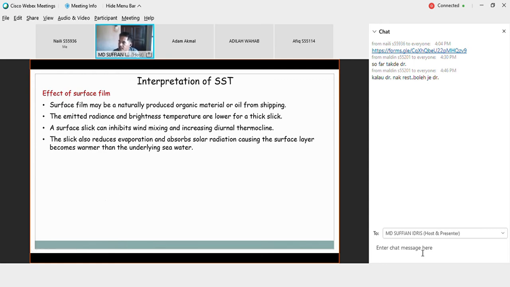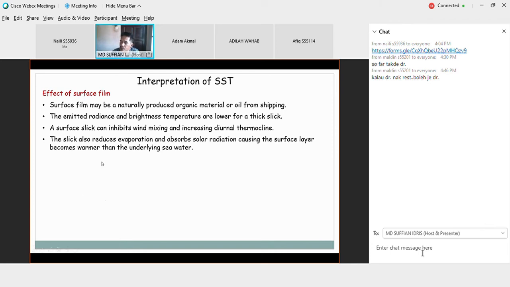And then effect of surface film. Contoh kalau ada oil slick daripada kapal dan sebagainya. So kita tahu bahawa surface film ataupun oil slick can reduce the temperature and can reduce the emitted gradient from the ocean surface. Dia juga boleh reduce temperature ataupun kita bagi sebagai brightness temperature, dan juga dia akan reduce emitted gradient for a thick slick. And a surface slick can inhibit wind mixing. Dia juga boleh menghalang percampuran air, and it will increase the diurnal thermocline.